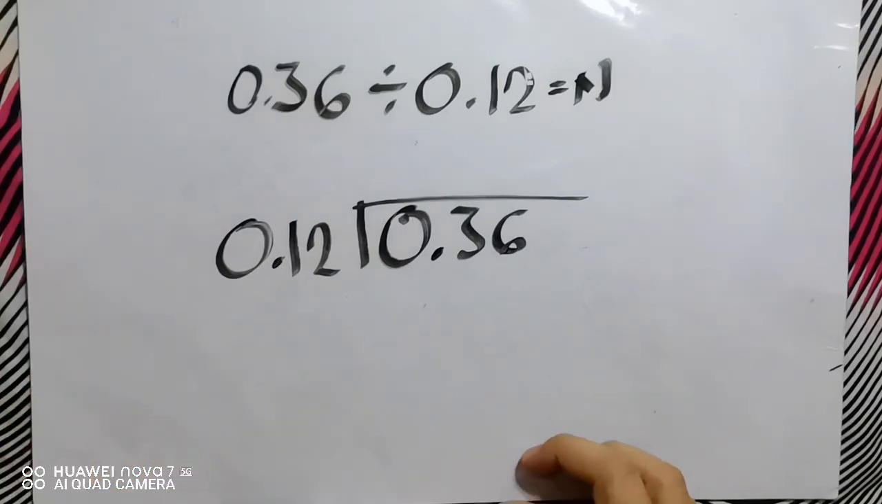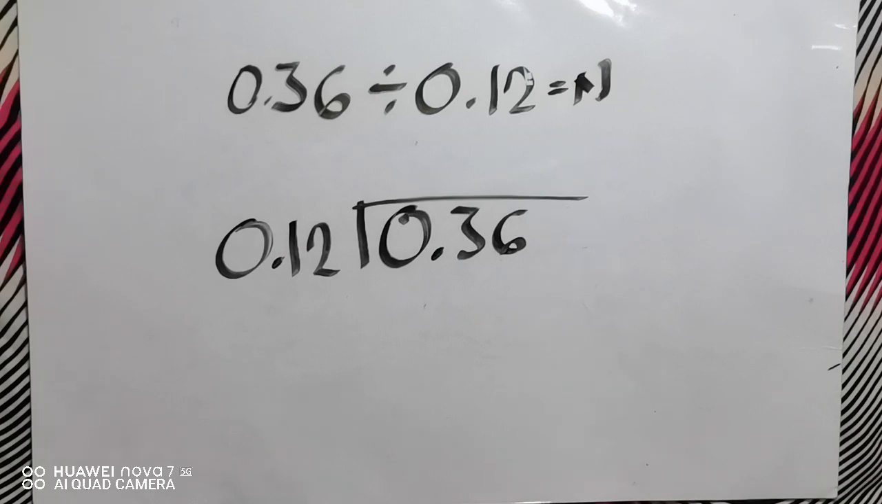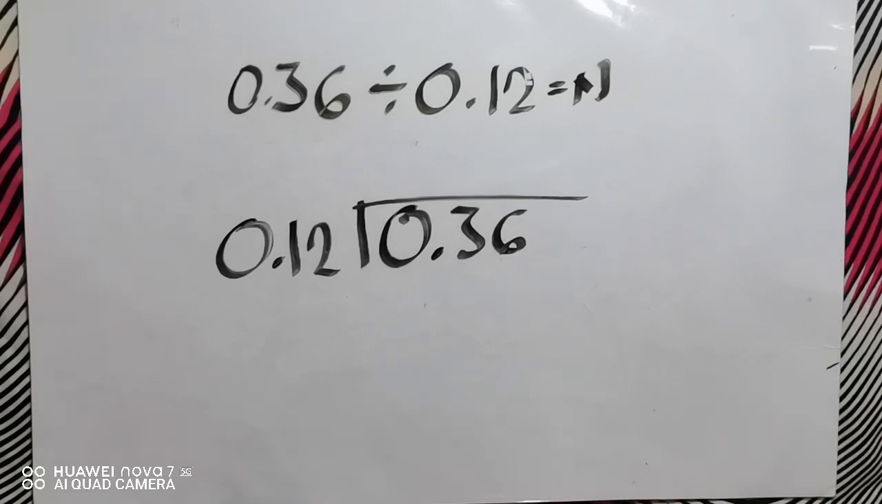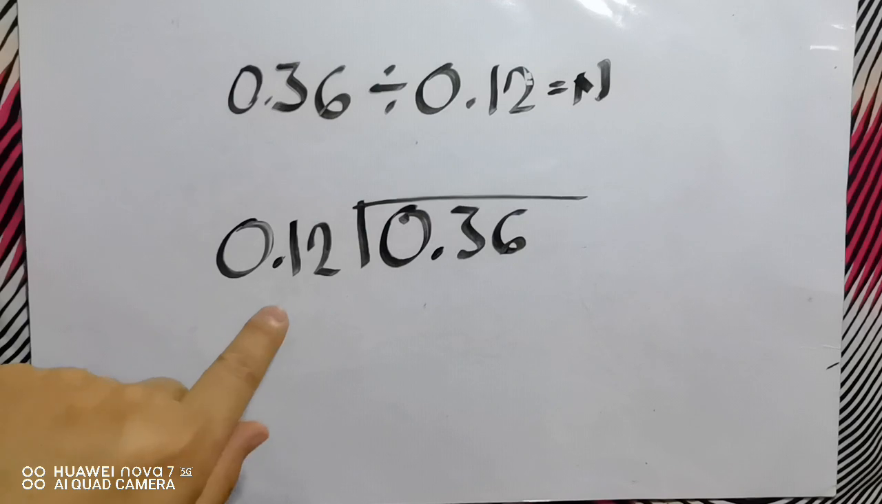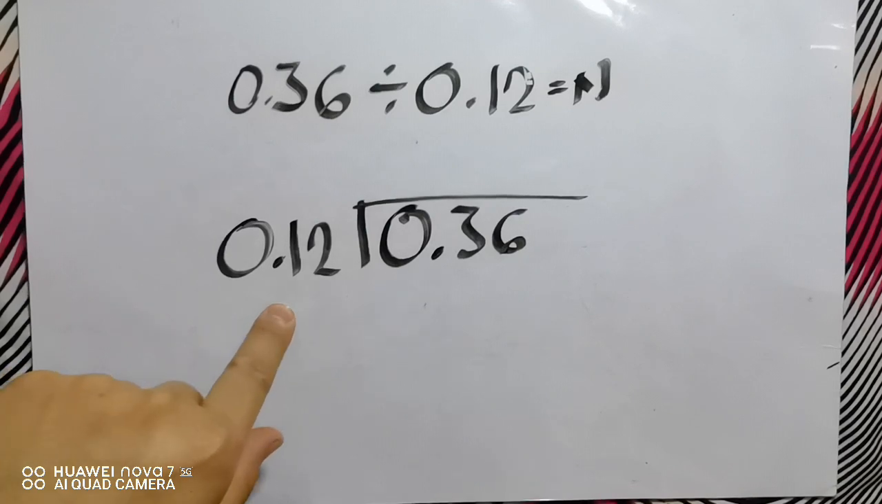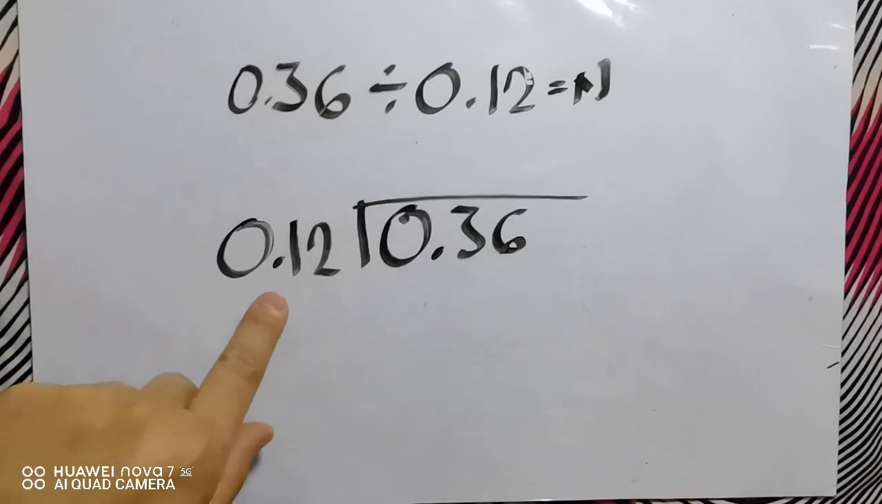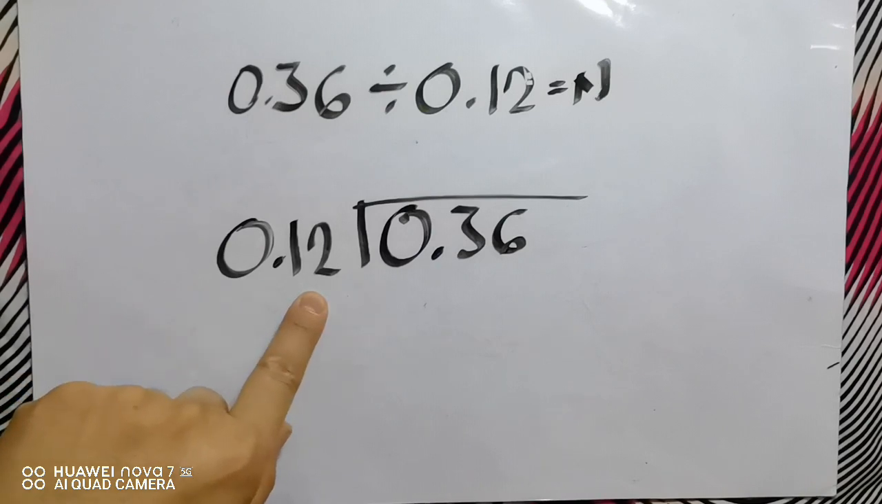Okay, so, gawin natin. Now, as I have said earlier, if you're going to divide decimals, make sure that you are dividing whole numbers. So, that will depend on the number of decimal places you have in your divisor. So as you can see here, 0.1200.